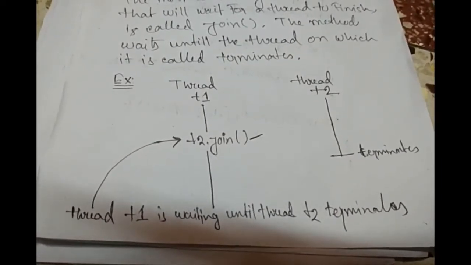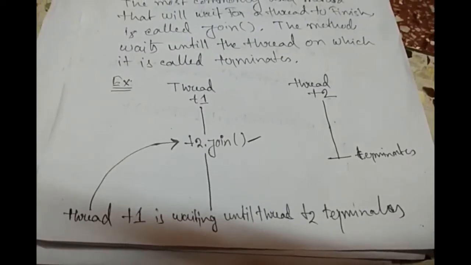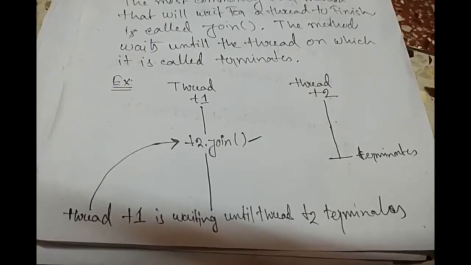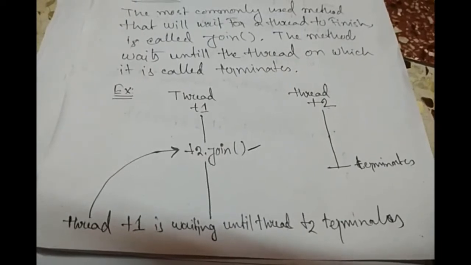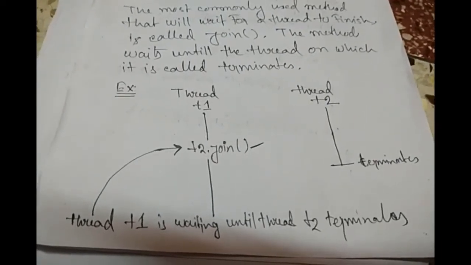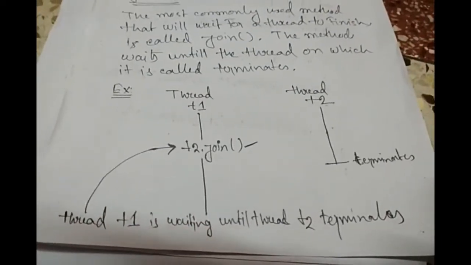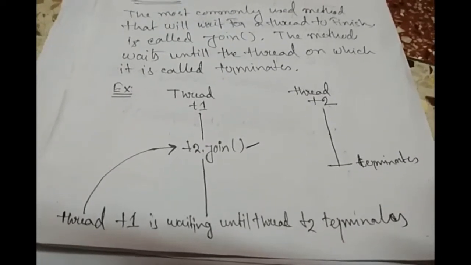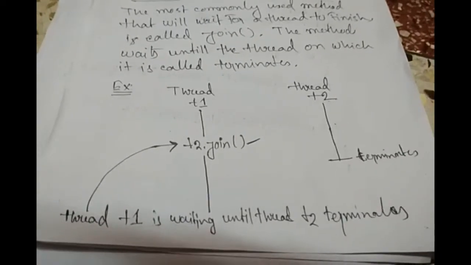So likewise, thread T1 waits for T2 until it completes its execution. Then T1 can resume its work. So thread T1 is waiting until T2 terminates, and that is the utility of the T2.join method.